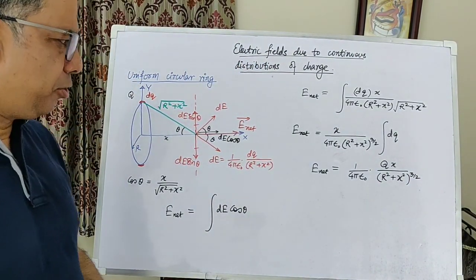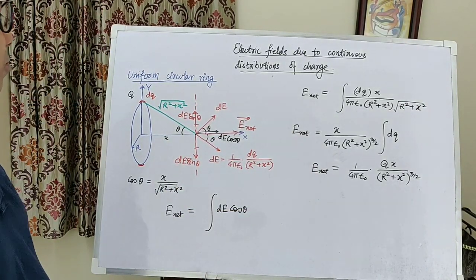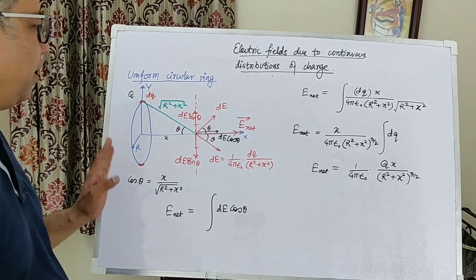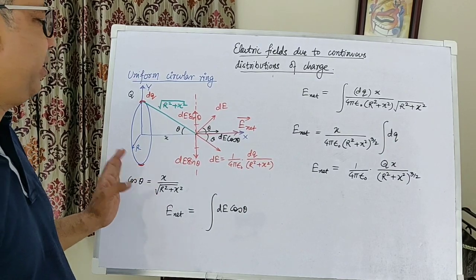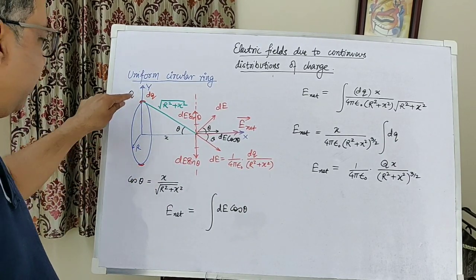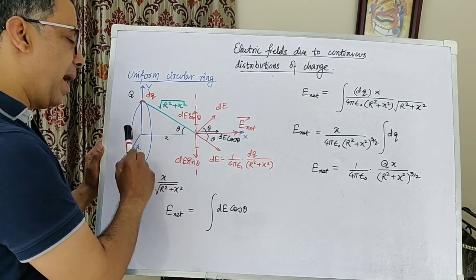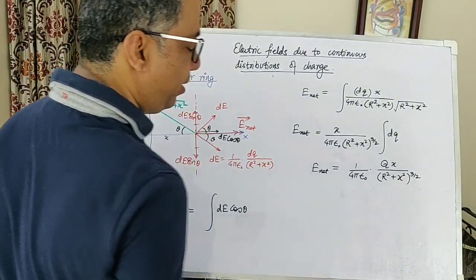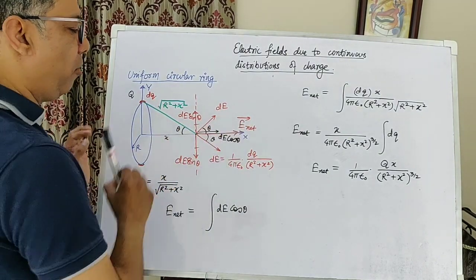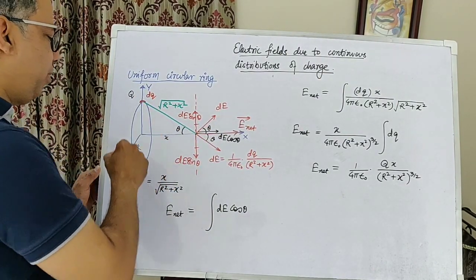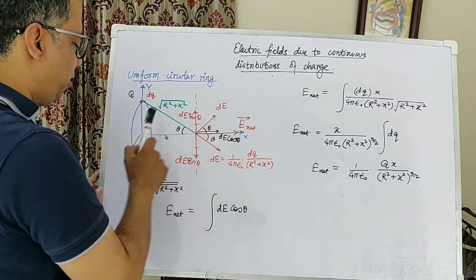Now this is the general procedure we will be using for calculating electric fields due to continuous distributions of charge. This is the first example. We have covered the example of a circular ring. The electric field due to a circular ring of charge at a point on the axis of the ring is given by this expression here, and it is directed along the axis of the ring. Of course, I have assumed a positive charge, so the field is pointing away from the center of the ring.